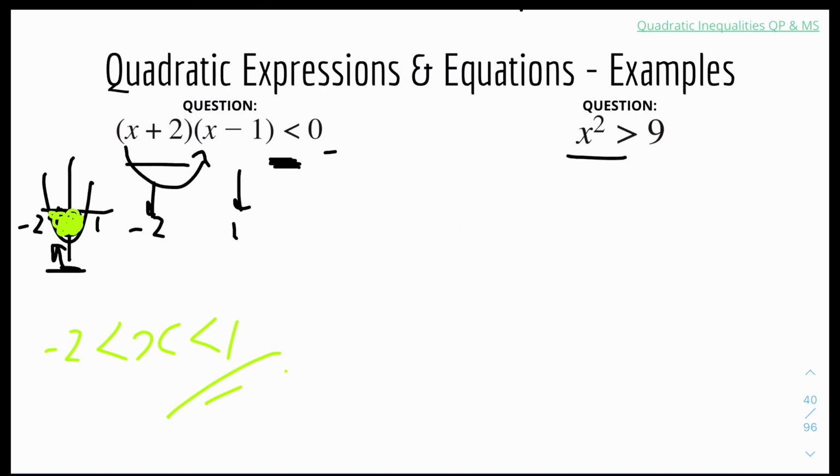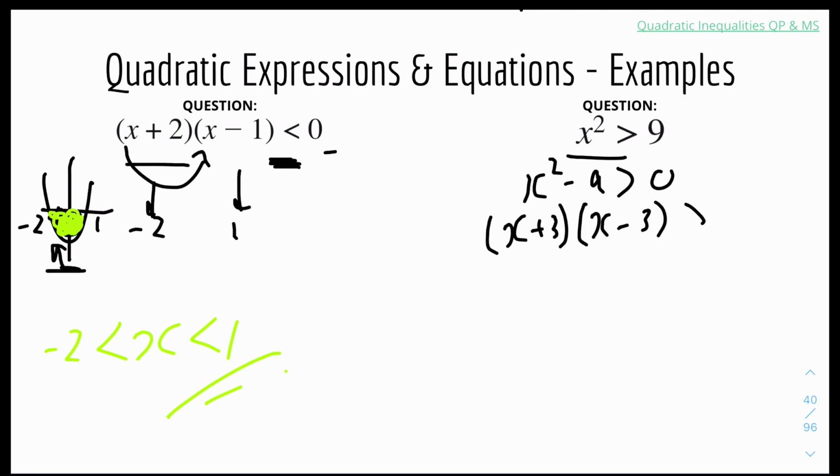Then we have this question, x squared is bigger than 9. Just bring the 9 over to the other side to become x squared minus 9 bigger than 0. And if it's a perfect square, like a difference of 2 squares, x plus 3, x minus 3 bigger than 0. So it's a bigger than graph and it's a positive graph. So it'll look like this. A positive bigger than, that means that it's to infinity.